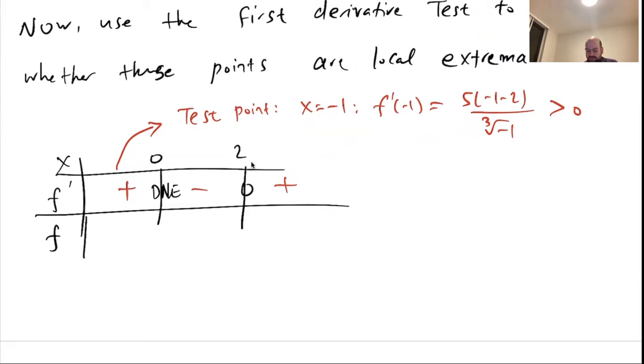So the original function f will be increasing here, decreasing, increasing. So 0 will be a local maximum, and 2 will be a local minimum.